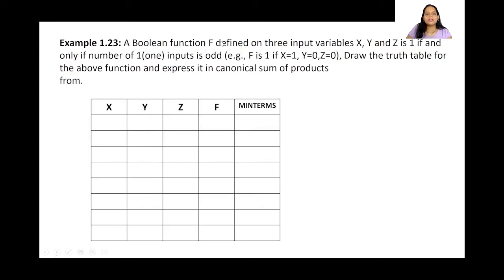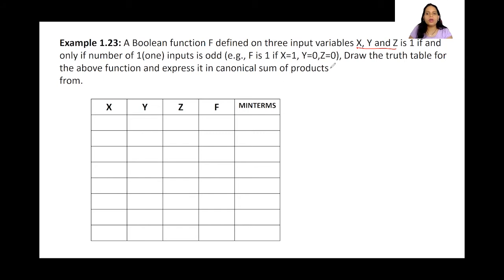Now let's see another question here. A Boolean function defined on 3 input values x, y, and z. So we are going to have 3 input values. That's why we are going to have 8 rows. Z is 1 if and only if the number of 1 inputs is odd. For example, f is 1 if x is 1, y is 0, and z is 0. Draw the truth table for the above function and express it in the canonical sum of product form.